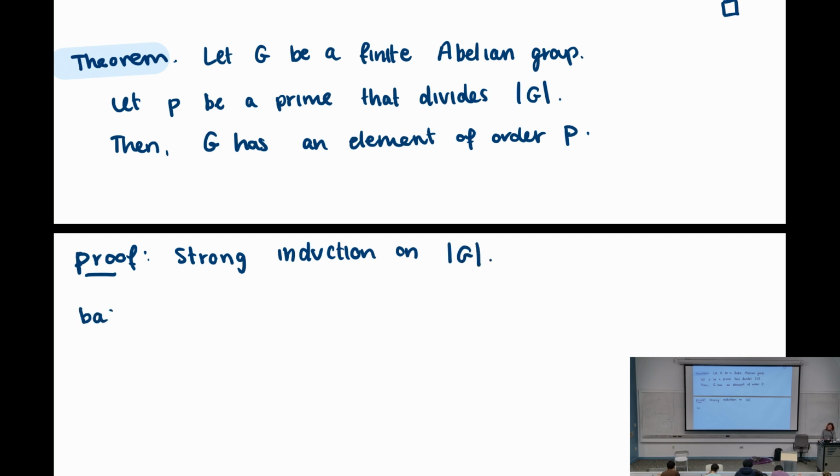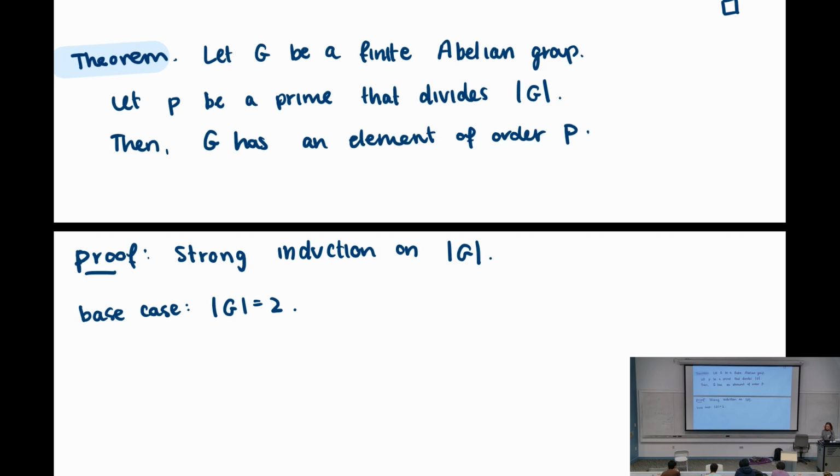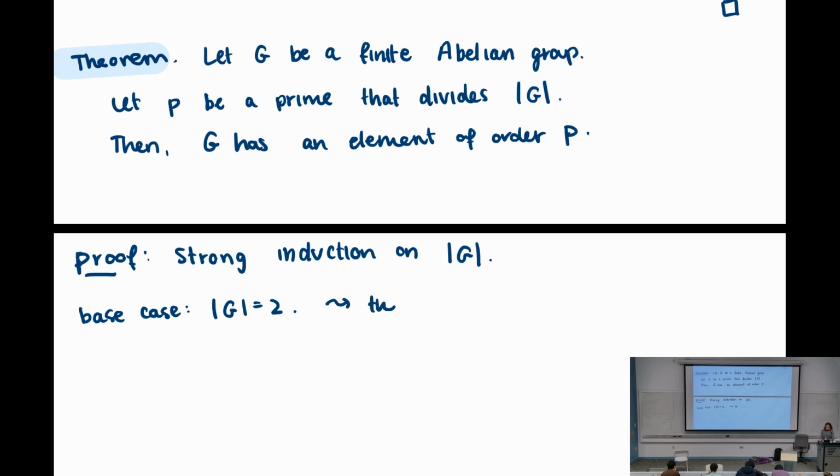Okay, so for the base case, let's suppose that the order of G is equal to 2. Then the statement is saying we want a prime that divides 2, and we want to guarantee that the group has an element of that prime order. The only prime in this case is 2, and so we just need to show that G has an element of order 2, which of course is true because if you have a group of order 2, there's one element that's the identity, there's one element that's not the identity, and that element has to have order 2. So the non-identity element of G has order 2. That proves the theorem for the base case.